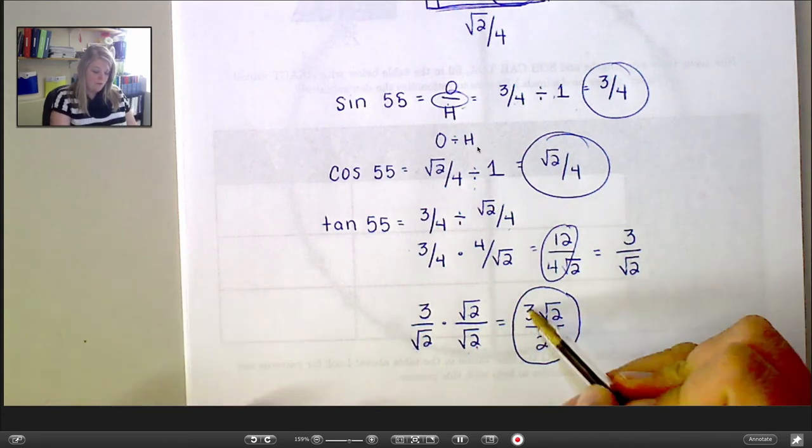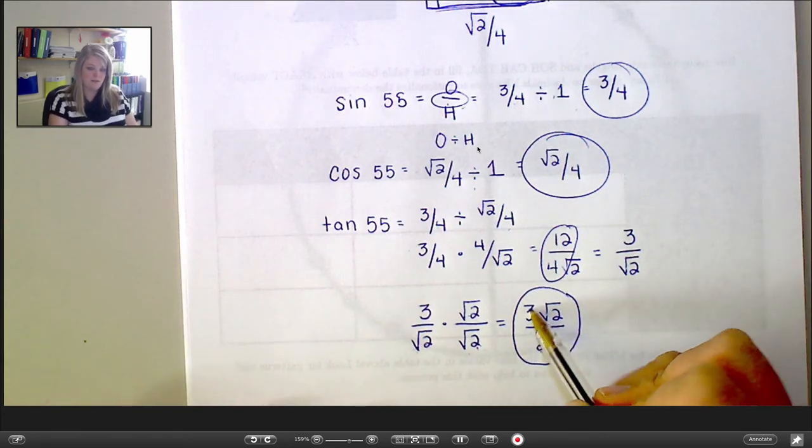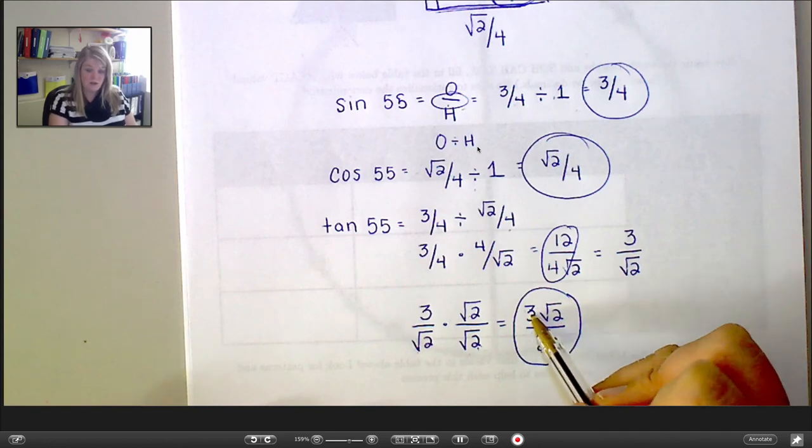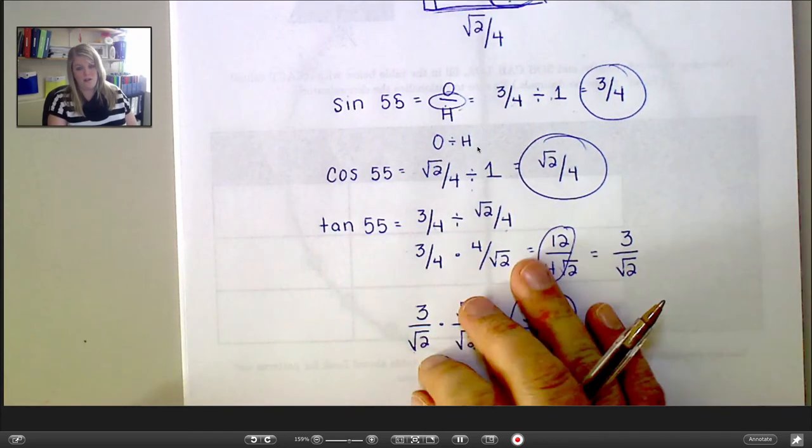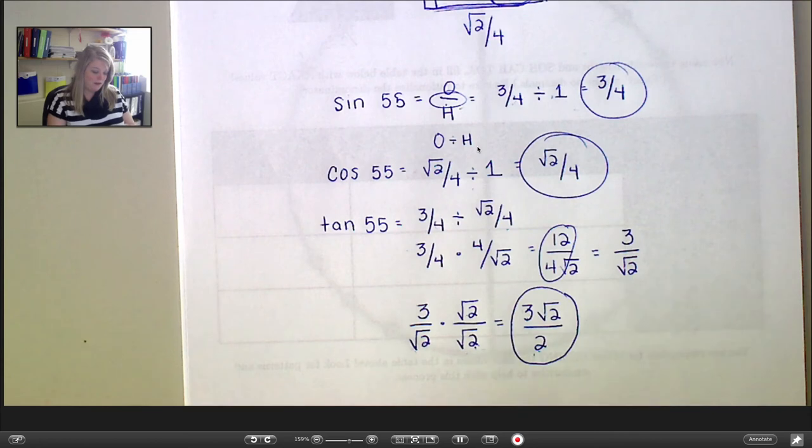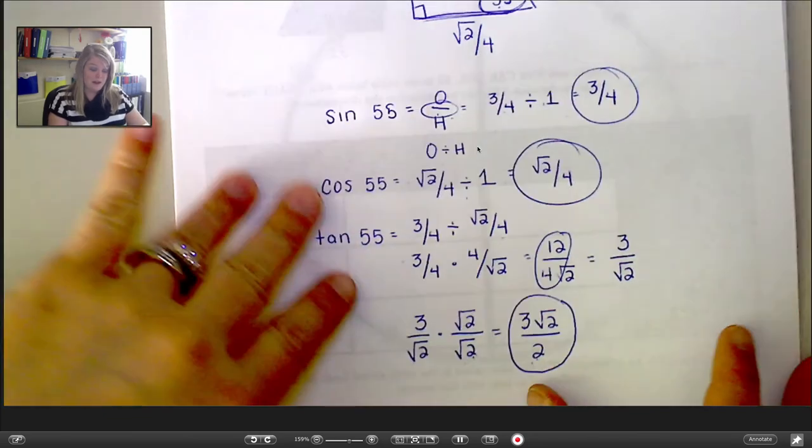Okay, if these numbers could simplify, if this was like a 6, and you could do 6 over 2 and make it a 3, you could do that, okay? But if not, just leave it like that. So that's really the process I'm asking you to do here for 9 different angles.